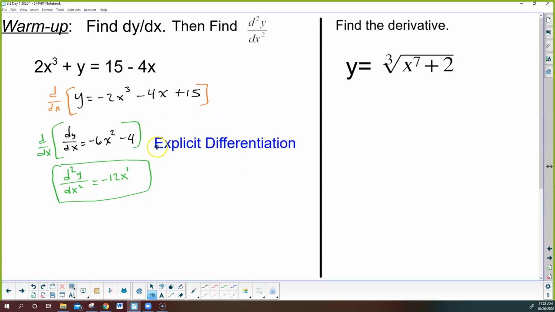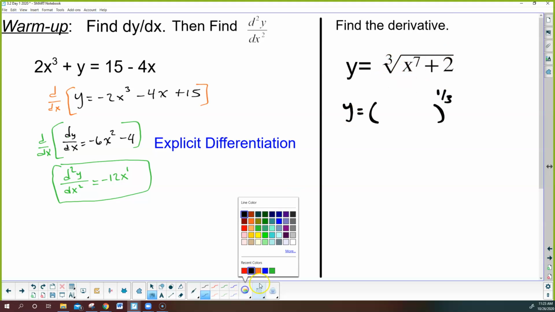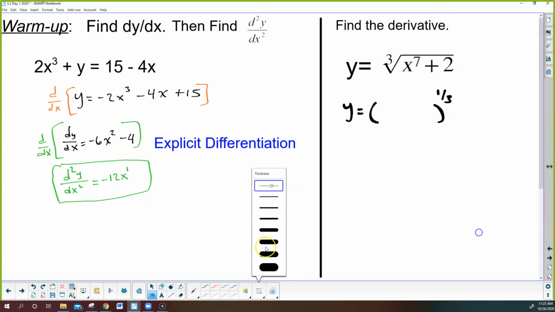So all this work, everything we've done up to this point, this entire year, has been explicit derivatives. All right, and then you're going to have some problems like this in the homework tonight that involve radicals or rational roots. So what we have here is I've got the cube root, and this does not look friendly right now. So we're going to rewrite this, and instead of doing the cube root, we're going to actually take it to the 1/3 power.